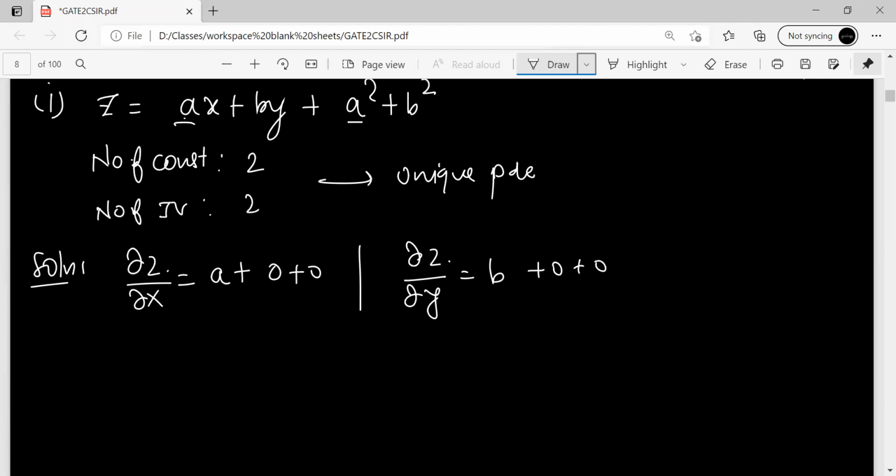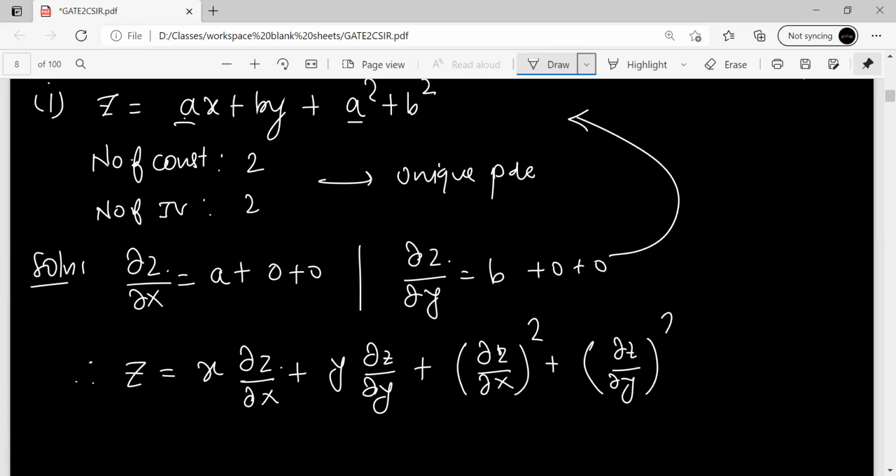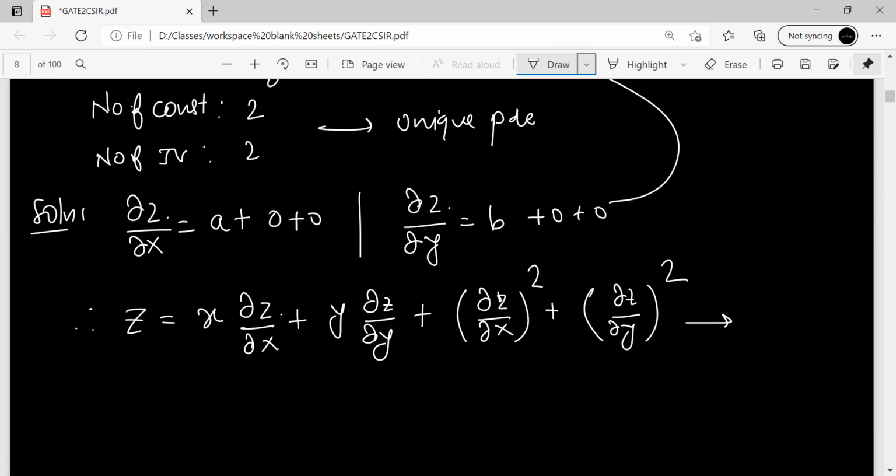Instead of doing any other calculation, I'll simply substitute this into this equation. So I'll be getting z equal to a, a is my del z over del x, so x into del z over del x, plus b, I have del z over del y, plus a square. That means del z over del x square plus b is del z over del y square. This is a PD. It's as simple as that.